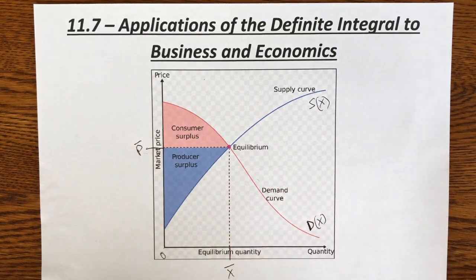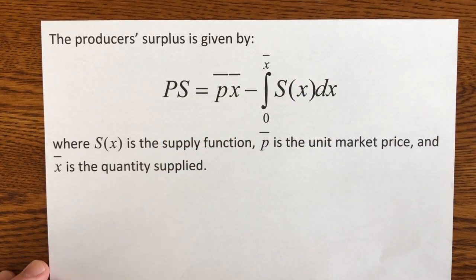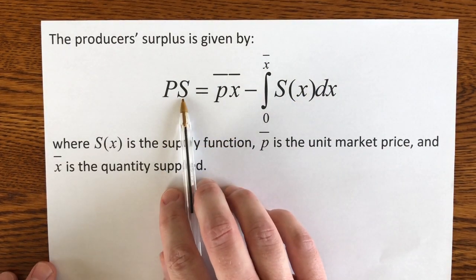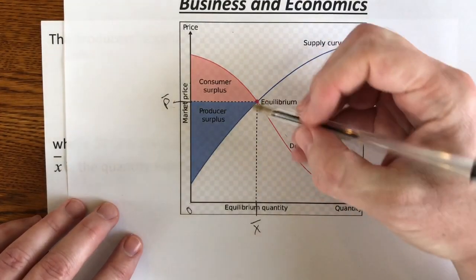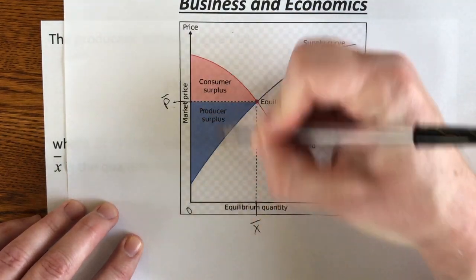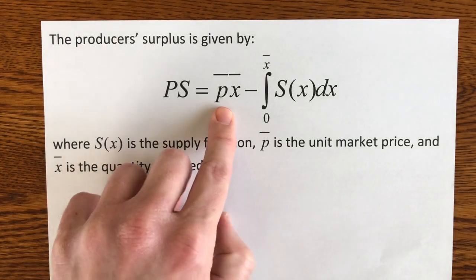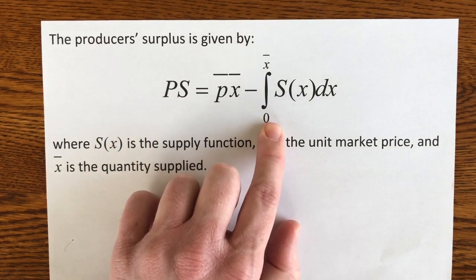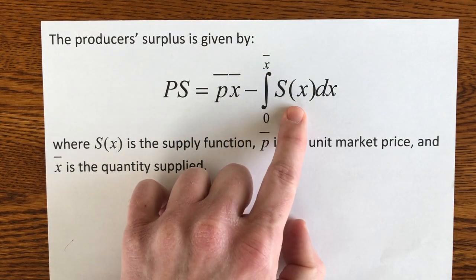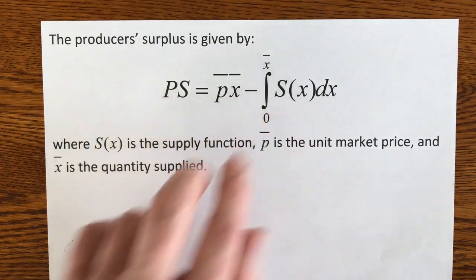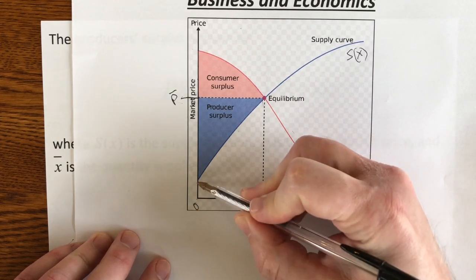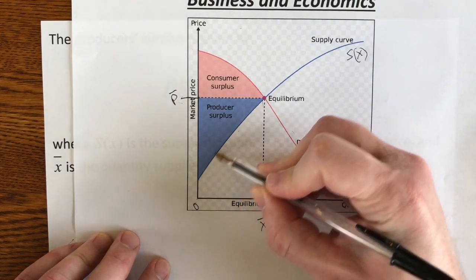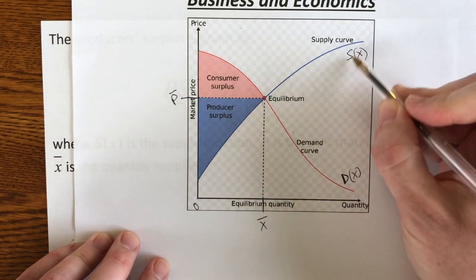So let's see if we can, based on that, come up with another model to represent producer surplus. Here we go. Here's our model. Producer surplus is going to be equal to that rectangular area, right here, minus what? The definite integral from 0 to x bar of the supply curve. So again, that's right here, from 0 to x bar, looking at the definite integral of this function, which is our supply curve.